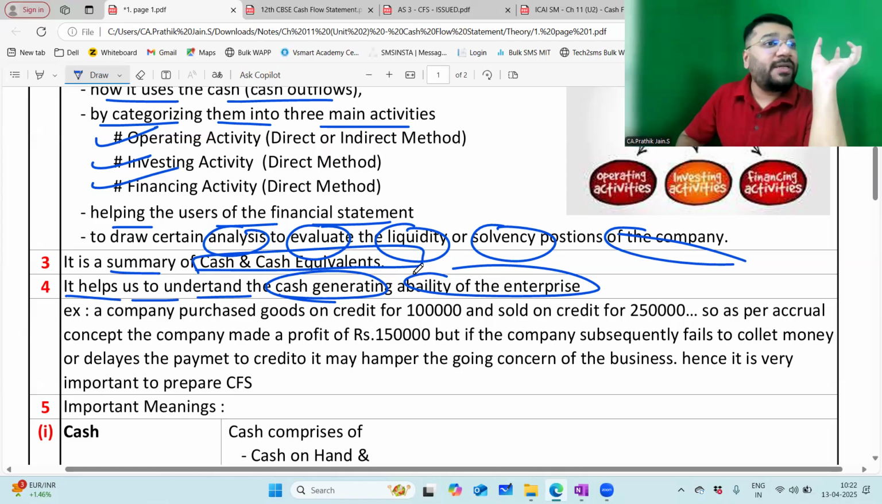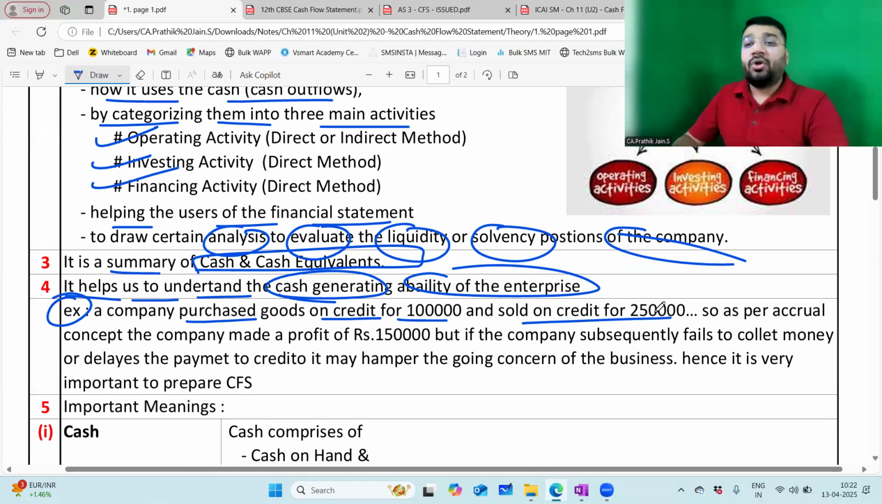Remember this example yesterday which we discussed? We saw another example where the company purchased goods on credit for 1 lakh rupees and sold them for 250. As per accrual concept, the company made a profit of 150. But if the company fails to collect this money subsequently, you will not be able to make the payment on time to the creditors. That can hamper the relation with the creditors, and later the creditors will not sell the goods on credit subsequently.